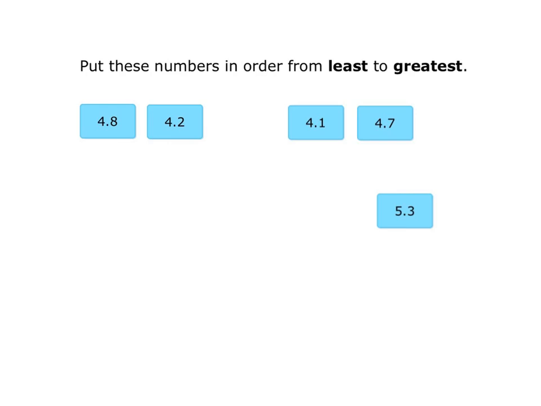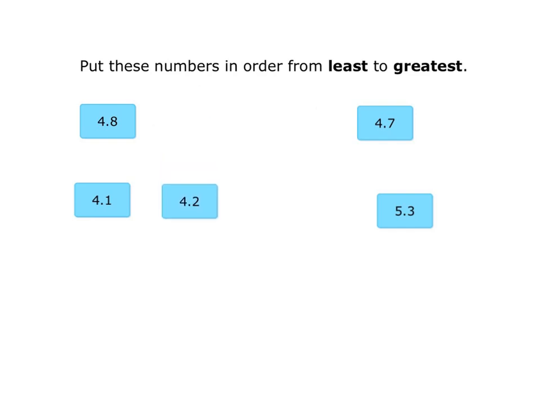Looking at my 4s here, I need to figure out which one is least and which one is the greatest of these 4s. When I look at 4.8, 4.2, 4.1, and 4.7, each of them have the same ones, so I need to now look at the tenths section. I can see I have 8 tenths in 4.8, 2 tenths in 4.2, 1 tenth in 4.1, and 7 tenths in 4.7. So I know that the least of these values would be 1, so 4.1 is my smallest or least number. Looking for the second one, now the least of these top 3 is 2, so 4.2 would go next.